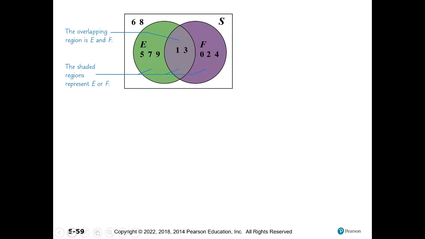This area here is circle E. This circle is circle F. The overlap here is region E and F. So what do E and F have in common? To find the probability of E or F, I need this one, and this one all put together.